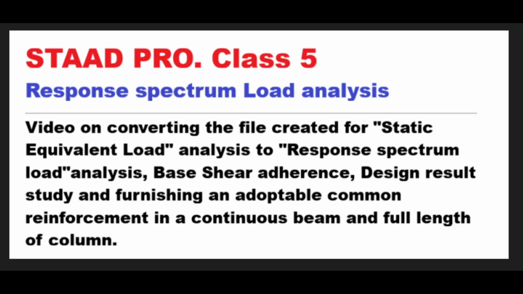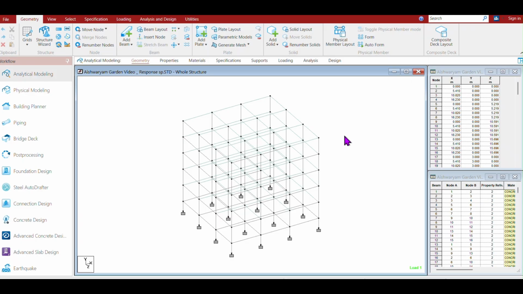Number 3, design result study and furnishing an adoptable common reinforcement in a continuous beam and in the full length of a column. Now we are going to see the initial and basic procedure for making a design under response spectrum load analysis. The file we have is the previous file wherein we made the design under static equivalent load analysis. In this file we are going to do further work for finding a result under response spectrum load analysis.